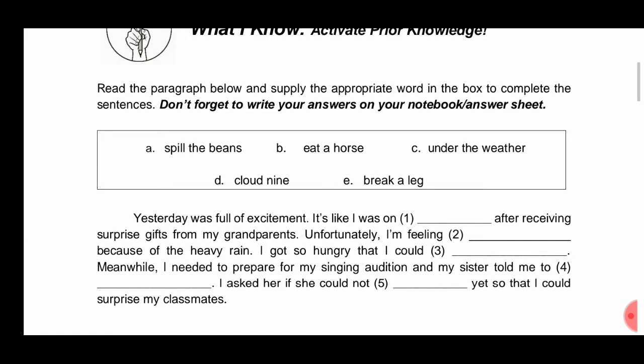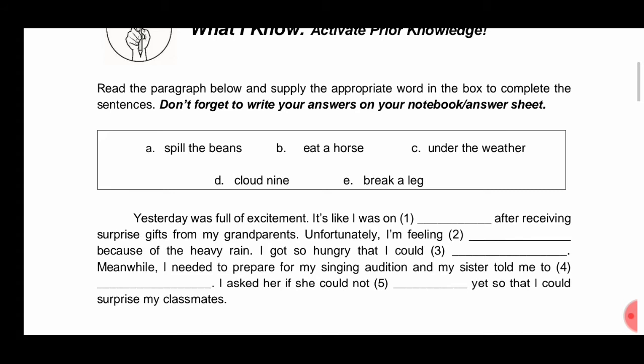So we have the clue heavy rain. What can we connect based on the choices inside the box regarding heavy rain? Rain is a kind of weather, yes, very good. So the answer is, I am feeling under the weather because of the heavy rain. So we use context clues. We use the clue heavy rain. We can relate rain to the choices. How can we connect rain, or what is connected to the word rain, so that I can guess what's the idiom in the sentence?